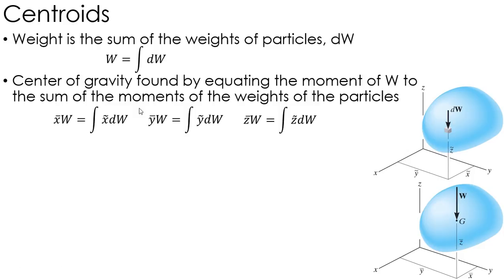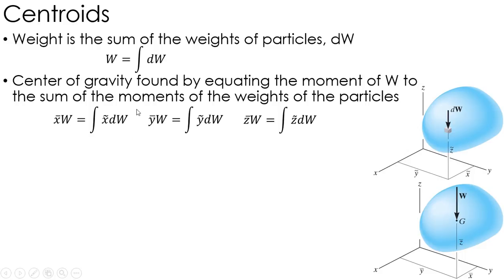Just like we did with equivalent systems, we equate the moment of the total weight W. I have some location of the total weight W, and I set that equal to the sum of the moments of the weights of the particles. The moment is the location of the particle times the force downward. Since I have an infinite number of these, I have to do an integral. So I'm equating my resultant load with the sum of all of the moments of the weights.